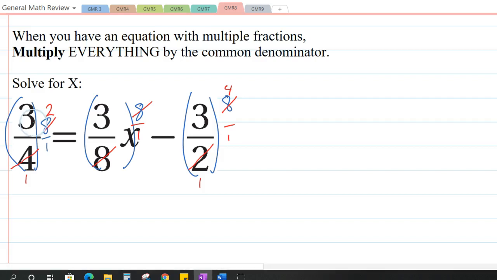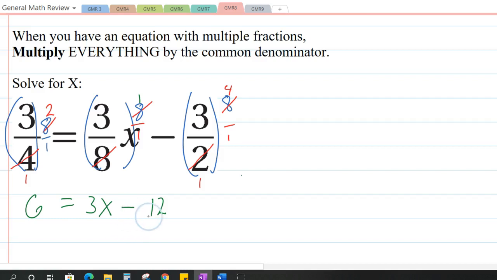Now, we multiply whatever's left over. 3 times 2 is 6. Bring the equal sign down. 3 times 1 is 3 with the x, 3x. Bring down your subtraction symbol. 3 times 4 is 12. And now we simply do PEMDAS backwards to solve.